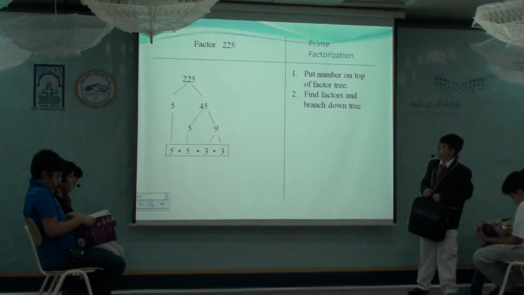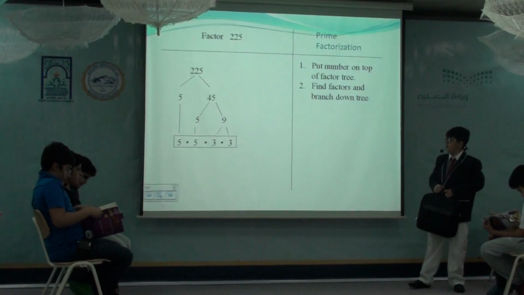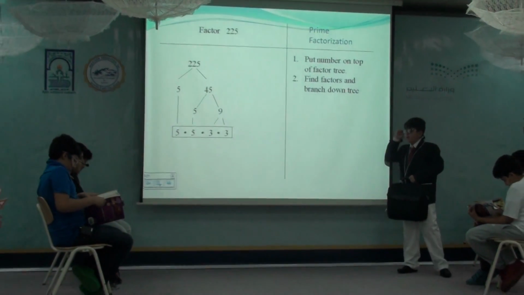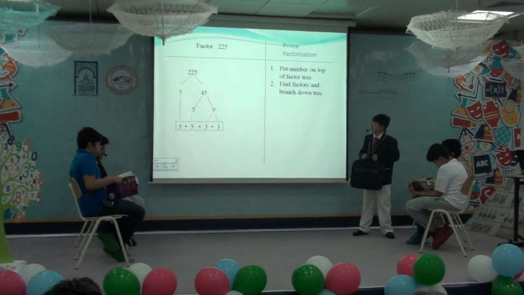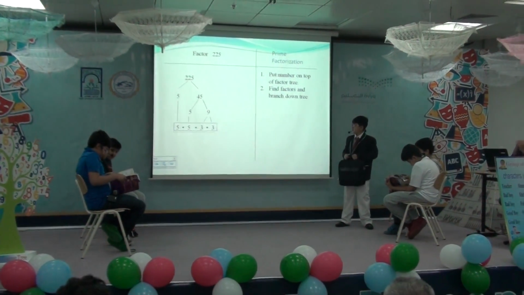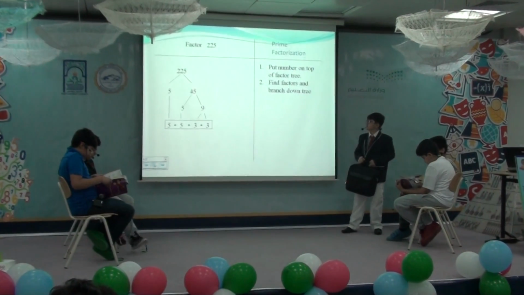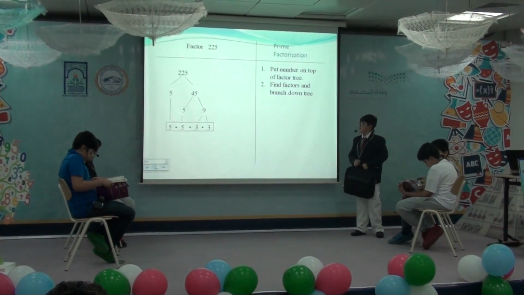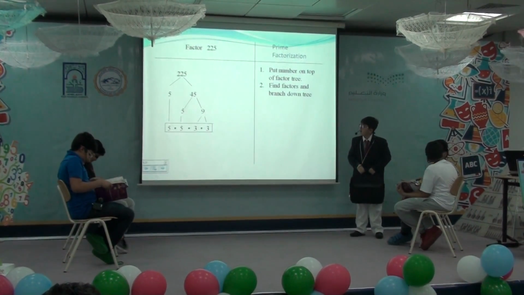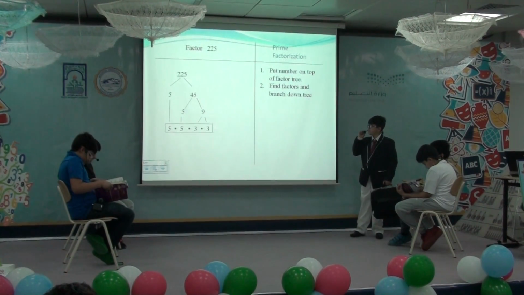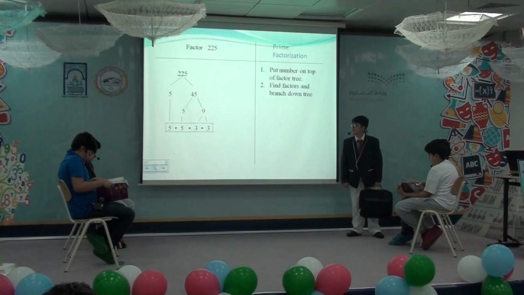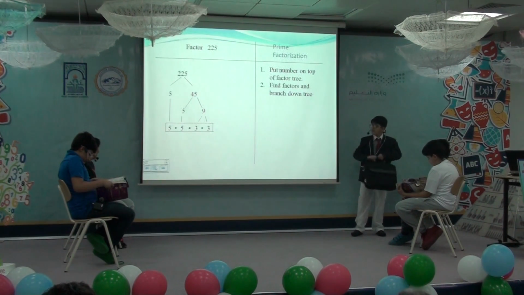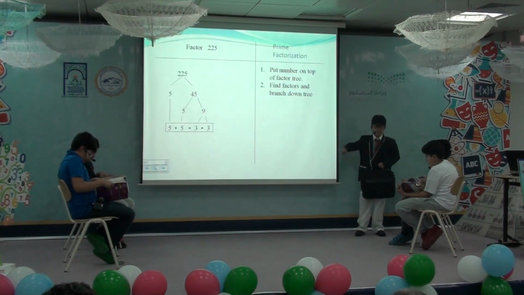The 225 is 5 times 45. But is 5 prime? Yes, it is. So we put it down, and the 45 is not prime. It's 5 times 9. The 5 is prime, so we bring it down, and the 9 is 3 times 3. So the prime factorization of 225 is 5 times 5 times 3 times 3.